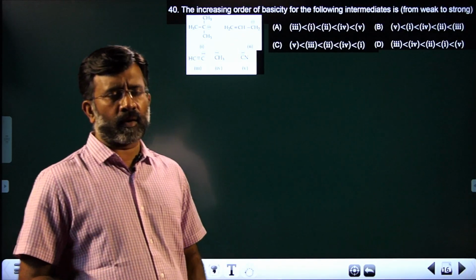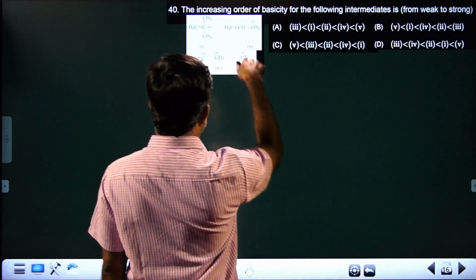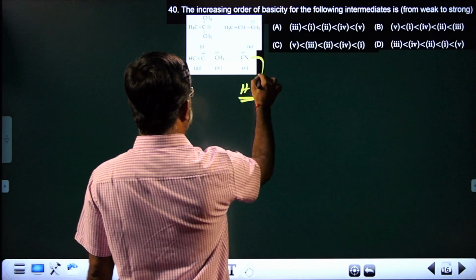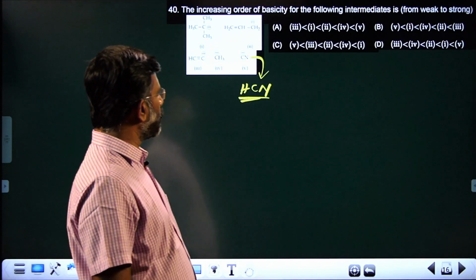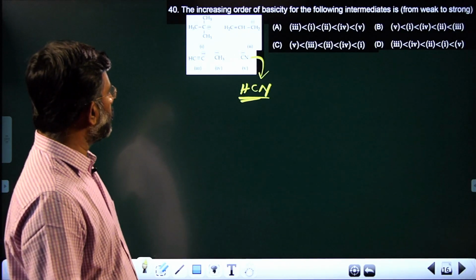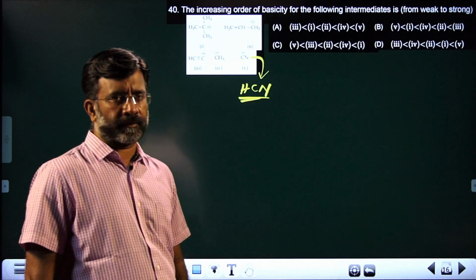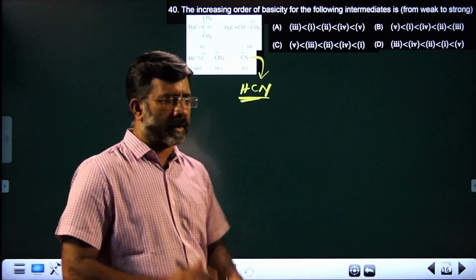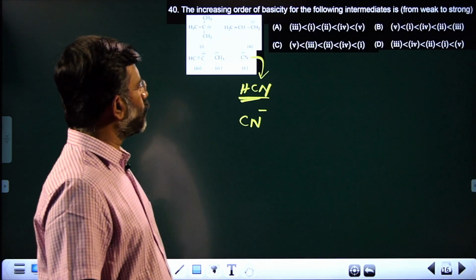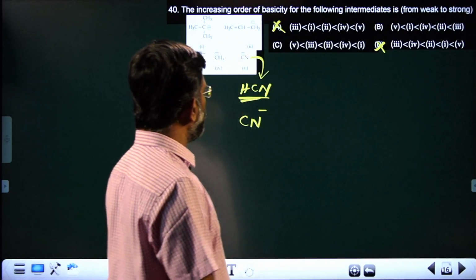Just by looking at the conjugate acid part, you can confirm which is weak. The strongest acid among the following is HCN. This is the conjugate acid of this one, so relatively this is the stronger acid, which means the conjugate base will be the weak one. 5 must be minimum because the others are hydrocarbons, while HCN is a mineral acid. So CN minus must be weak, and the fifth one should come minimum. So you can eliminate option A and option D. 5 minimum, B or C.